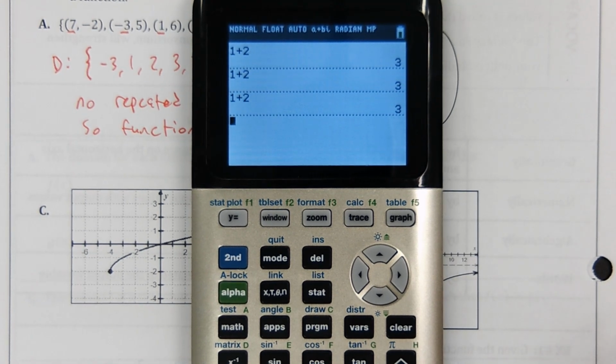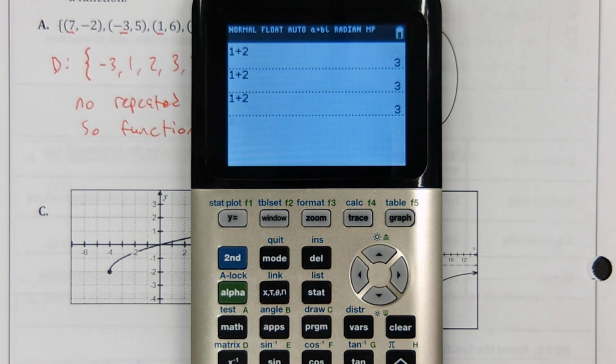For every input, there's exactly one output. Could you imagine if like 1 out of 1,000 times I typed 1 plus 2 and it said 5? If every now and then the input 1 plus 2 told you a different output, I think we can all agree that you can no longer trust this calculator, and you can say there's something wrong with it, right? Because it would not be functioning properly. I think that's hilarious. But anyway, for every input, there's exactly one output.